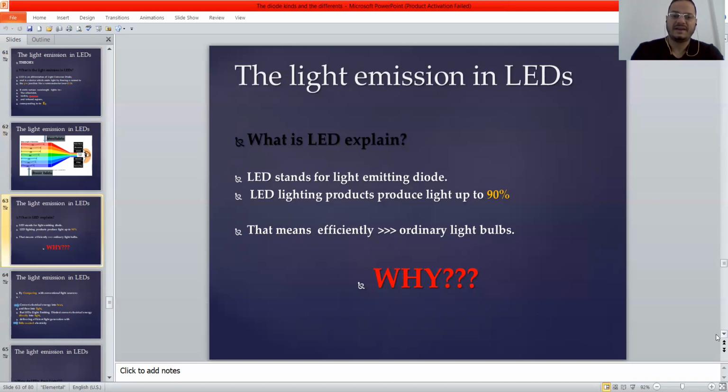Now, what is an LED? LED stands for light emitting diode. LED lighting products produce light up to 90-100%. That means high efficiency, near ideal conditions, much higher than ordinary light bulbs. Let's discuss why the LED is something like a revolution in the light industry.